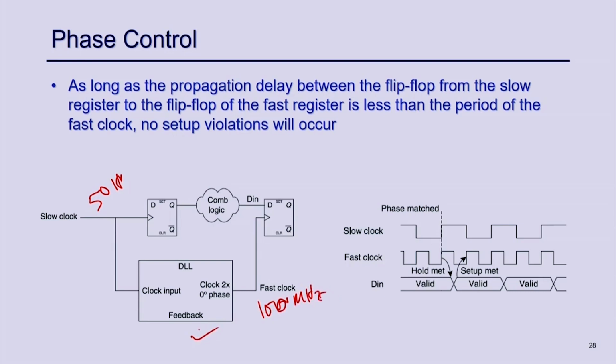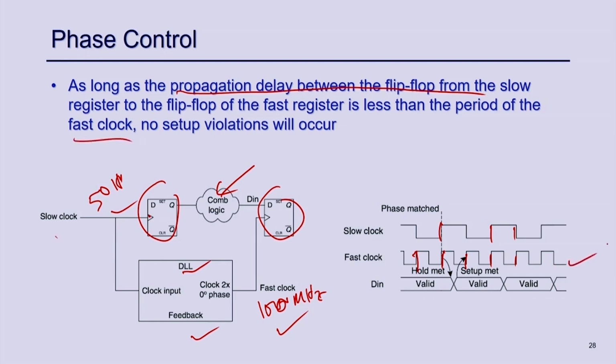The advantage is that this is actually aligned, because this clock is just twice of that clock. So, ideally all these edges should match, and this DLL ensures that the clocks are aligned. All these positive edges should be aligned. That is what is happening. So, as long as the propagation delay between the slow flip flop and the first flip flop is less than the clock period of the 100 megahertz clock, you should not have any problem, because these are always aligned.